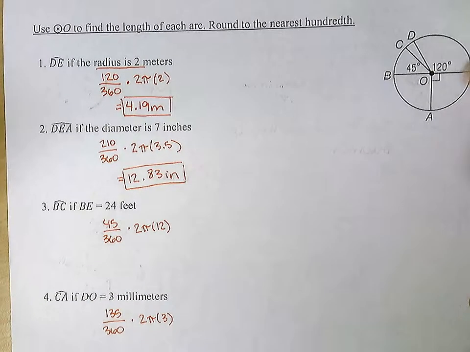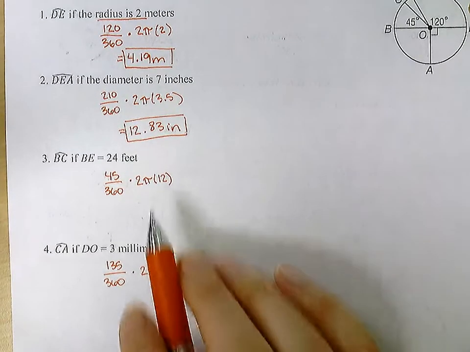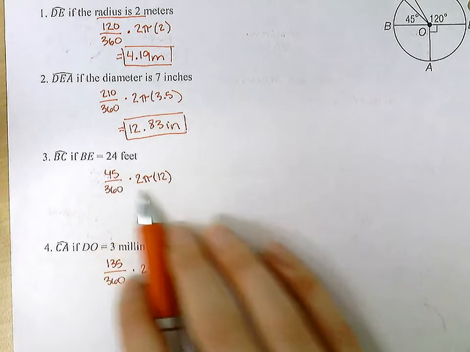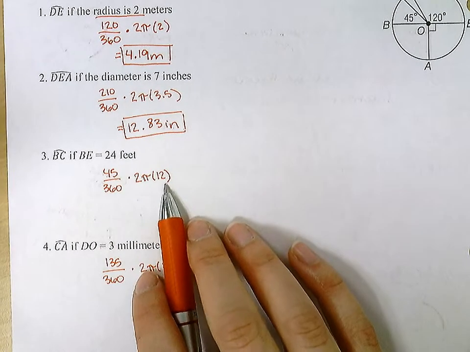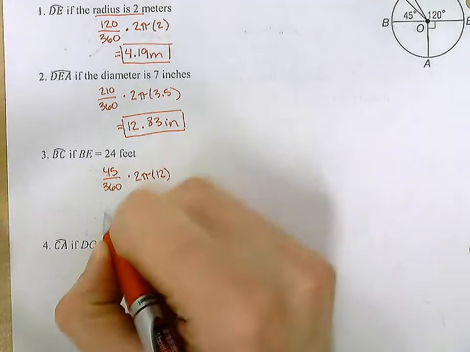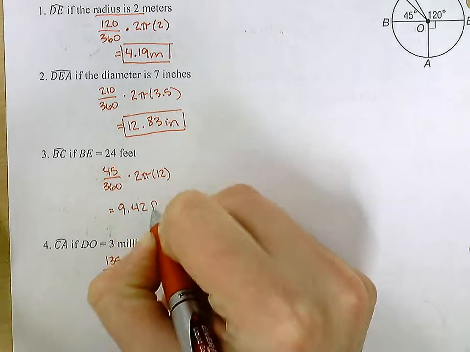Okay. Number 3, you're finding the length of arc BC. So again, I was given the diameter in this one. I made it into a radius by dividing by 2, so I could plug it into my formula. And I got 9.42 feet.